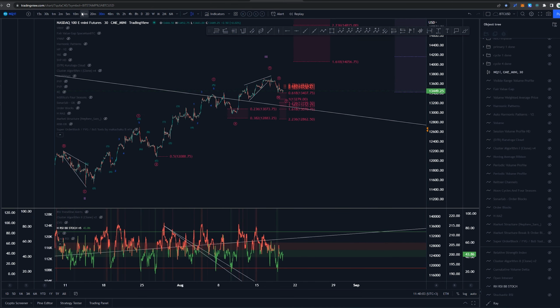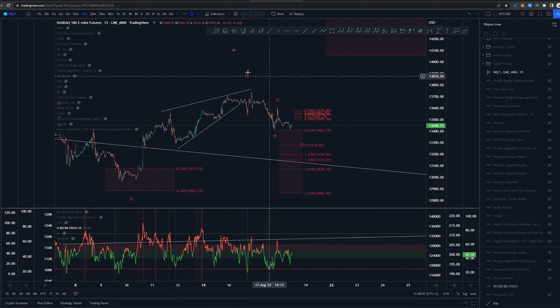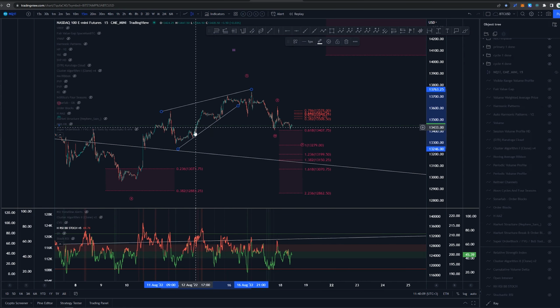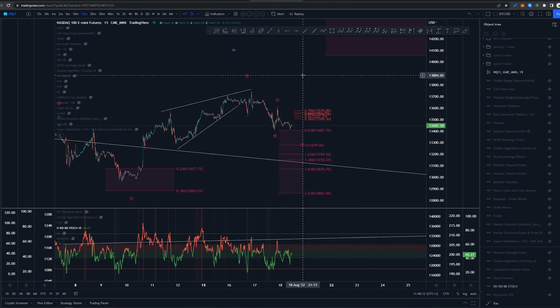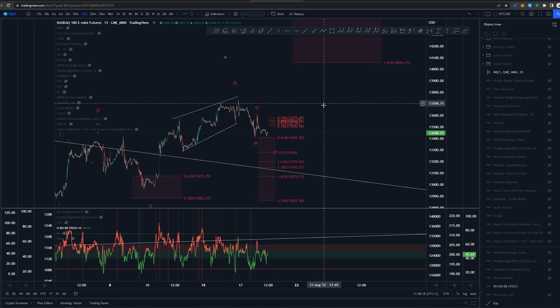On smaller time frames, let's take a look at 15-minute. For the fifth, we had this potential ending diagonal here. Looks pretty okay to me. Whether that is done here or here, I'm not quite sure. Probably like this. Yeah, that looks better.